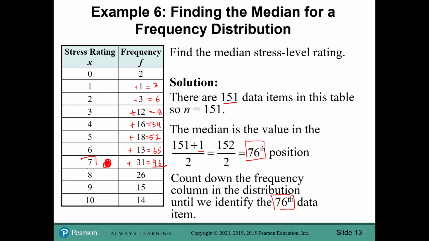And so my median is 7, which means if I listed these out, I had 2 zeros, I had 1 1, I had 3 2s, right? If I listed all of these out, right smack dab in the middle is going to be a 7.